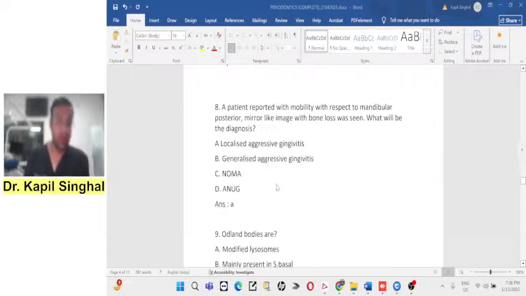Okay. The next question was a patient reported with mobility with respect to mandibular posteriors, mirror-like image and bone loss. So he has given all the classical symptoms that you can see in aggressive periodontitis, and that too localized aggressive periodontitis. Because it's just mandibular, it is localized, the condition that he has said, and it's a mirror-like image bone loss, that means it is kind of a vertical bone loss that is seen in aggressive condition. Okay, so answer here would be A, localized aggressive periodontitis.